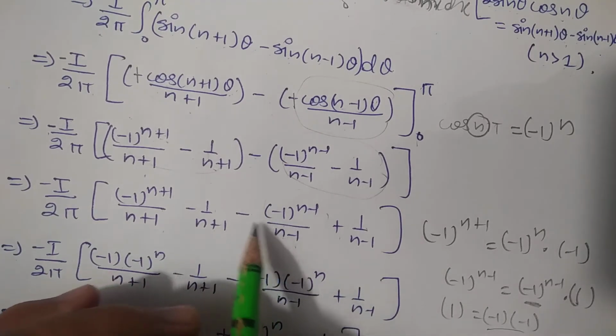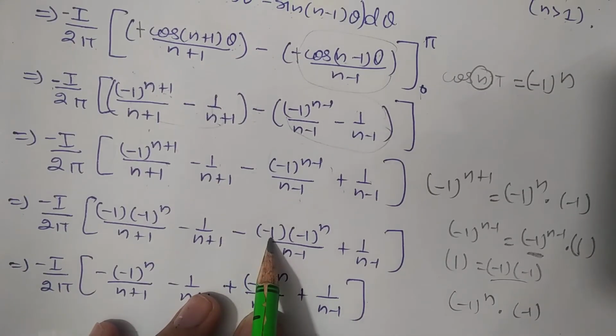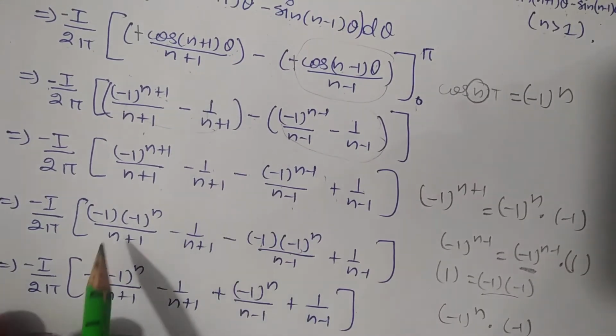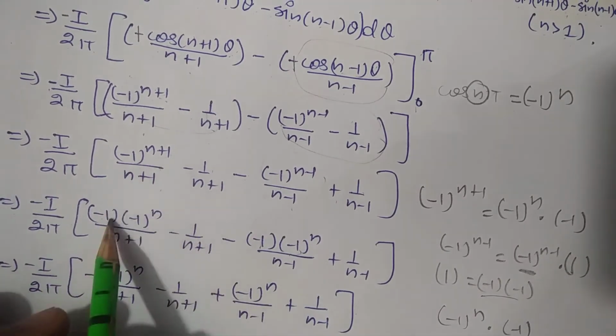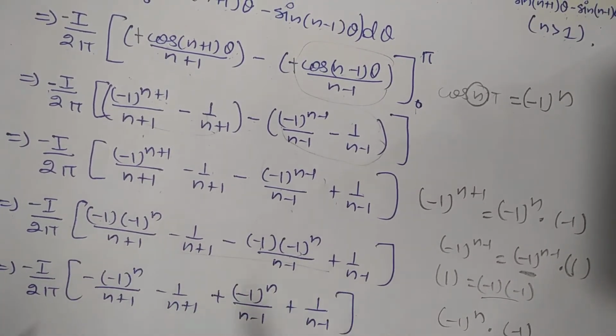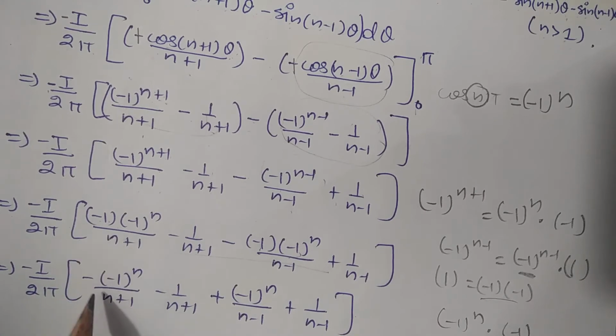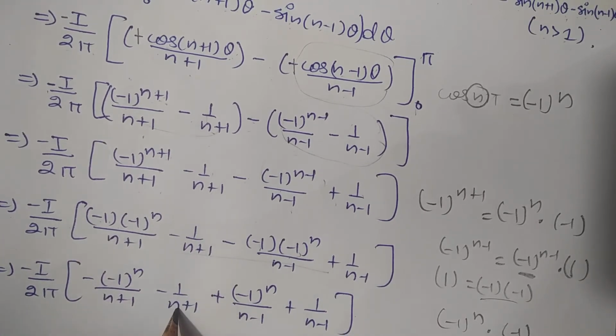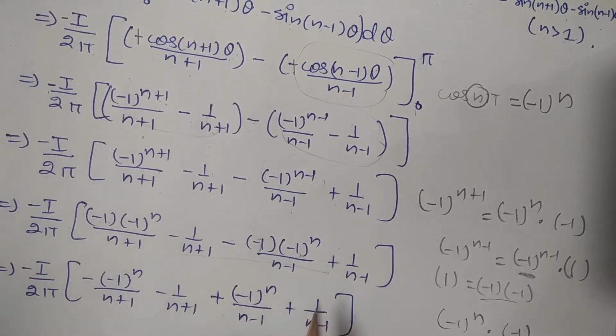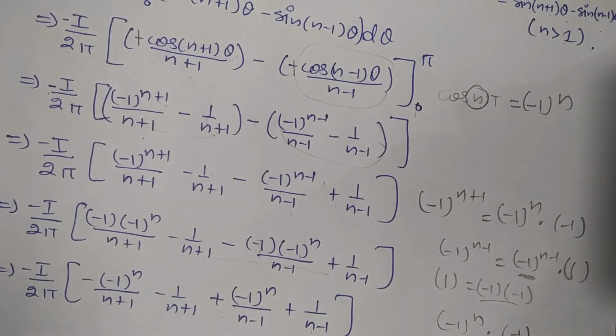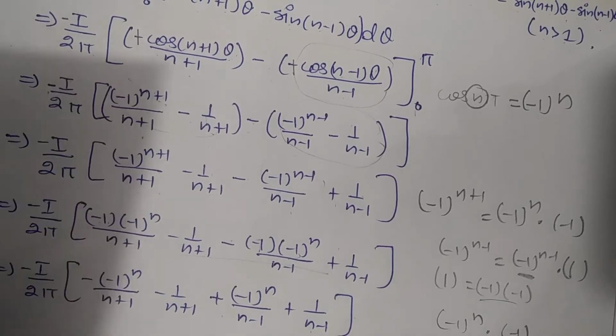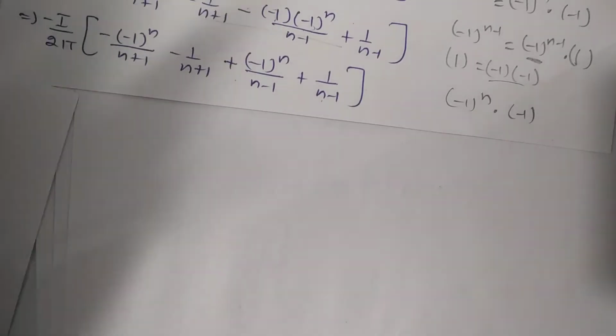That will be (−1) · (−1)^n, and here −1 I have just split from that side. So this term is just like that. Now solving it further, this term will become negative, this term is negative already, this term will become positive, and this term is already positive. Now further I am going to solve it for the next series.